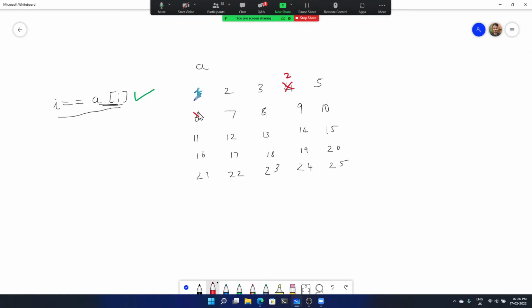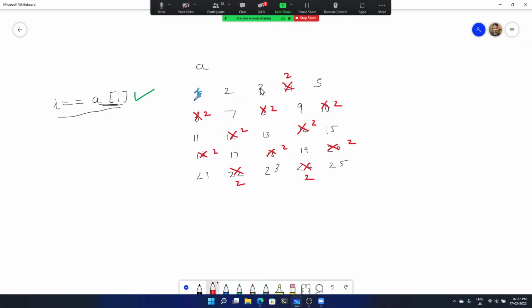Then for 6, I'll say 2. For 8, I'll say 2. For 10, I'll say 2. For 12, I'll say 2. For 14, I'll say 2. Some of this might be wrong. For 10, 5 is the largest prime number, but we'll fix it in a bit. Then we go to 16, we'll say 2. For 18, 20, 22 and 24 we'll say 2.